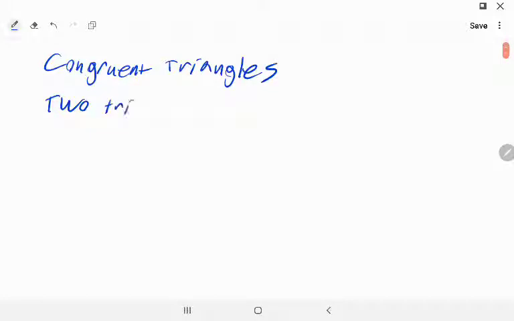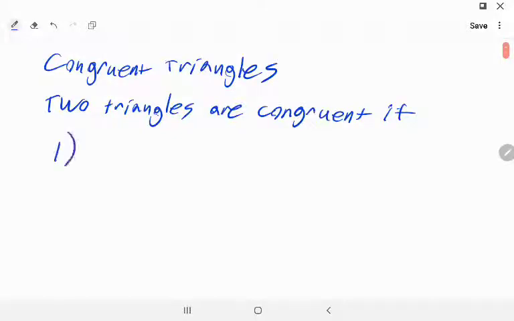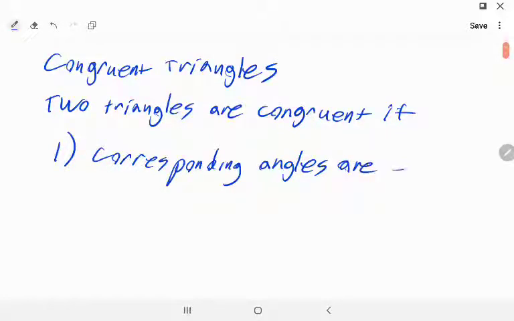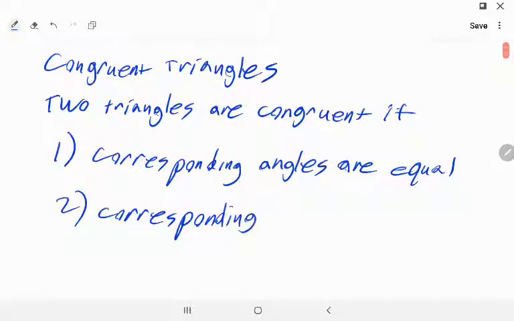One more thing we want to worry about for section 5.4 is the idea of congruent triangles. We know that two triangles are congruent if one, corresponding angles are equal, and two, corresponding sides are equal. So we notice that congruent is a more strict condition than similar.